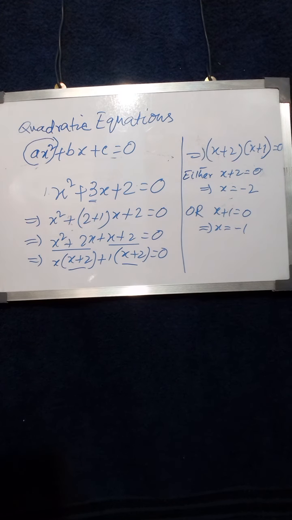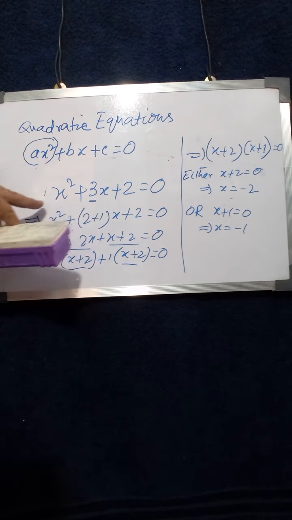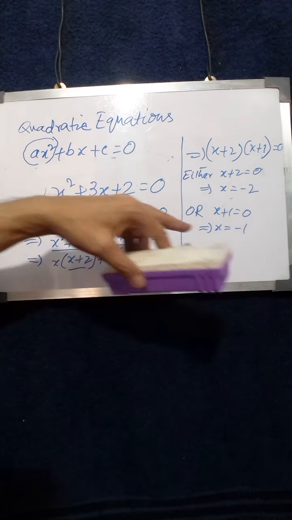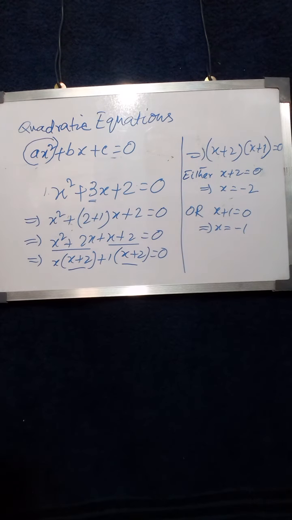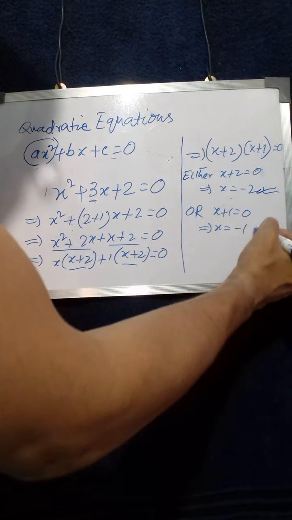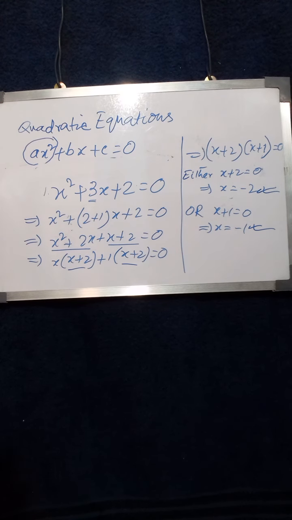So x assumes two values for which the left side of this equation becomes 0, that is the right side. So the equation satisfies. For these two values of x, the equation satisfies. So these are the solutions. These two are the solutions, either minus 2 or minus 1. This way we can proceed.